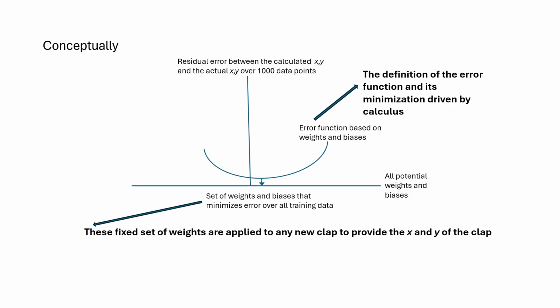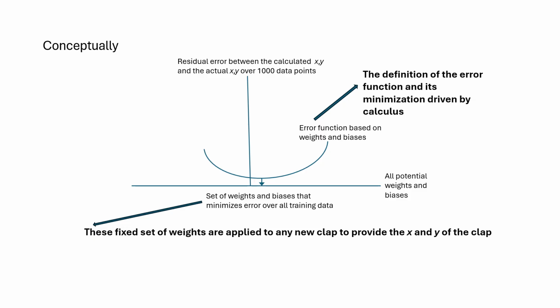And on the horizontal axis, it's all the potential weights and biases that we could conceive of. And what we use is calculus to define an error function based on weights and biases, and we use calculus to determine at what set of those weights and biases the function would be minimized. And if we minimize that function, we're minimizing the error between the calculated data point and the actual data point.